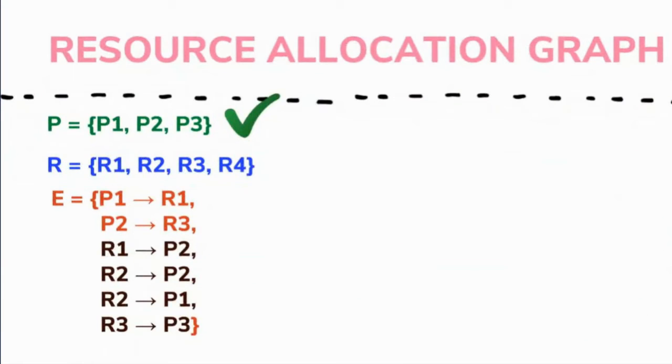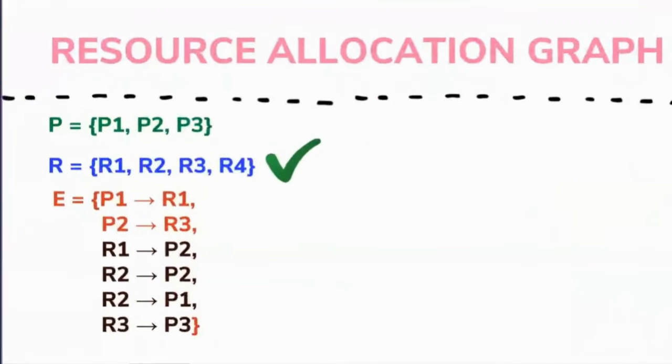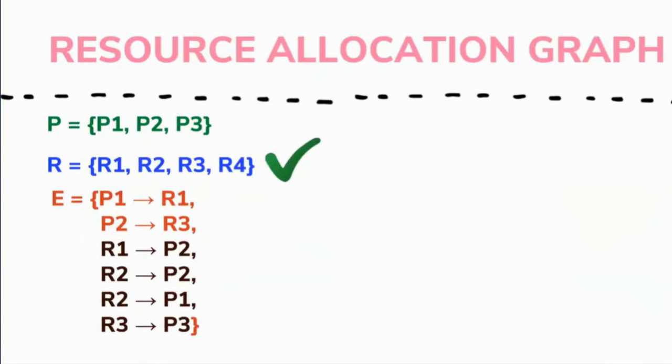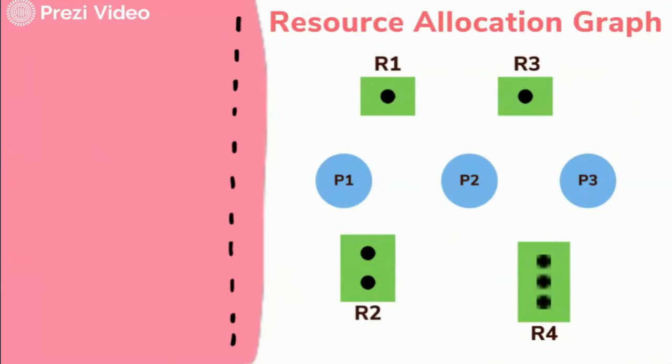Let us take an example. We have processes P1 to P3 and resources R1 to R4, and we have a set of edges where P1 is assigned R1 and P2 is assigned R3, and resource R1 is assigned to P2, R2 to P2, and R2 to P1, and R3 to P3. In this situation, we could understand that we have four resources and a set of edges, and all these edges are saying how the processes and resources are allocated to each other. With this, we now have a resource allocation graph, represented with the various processes and resources available.